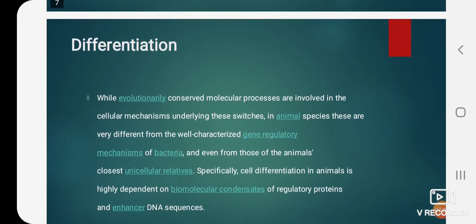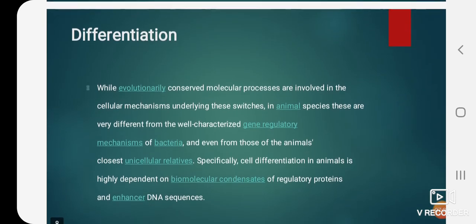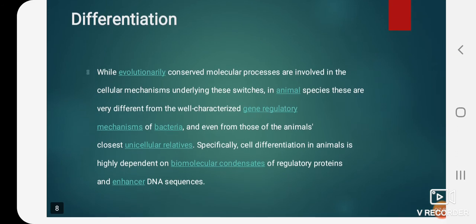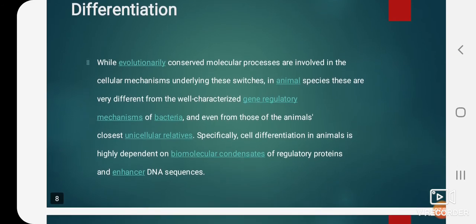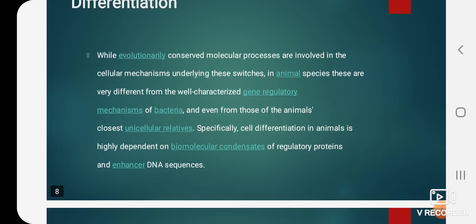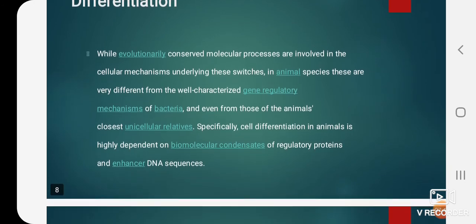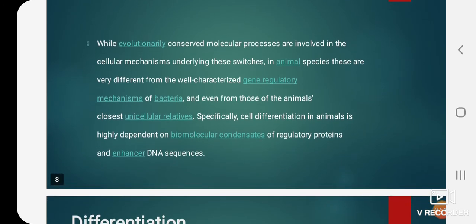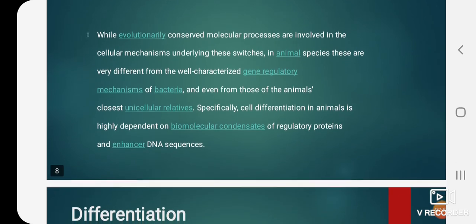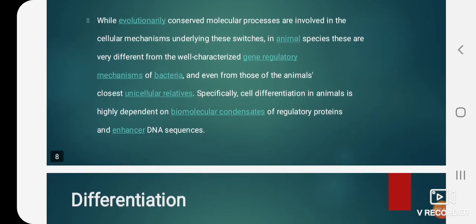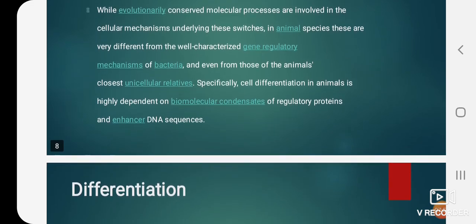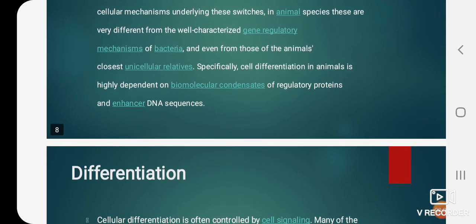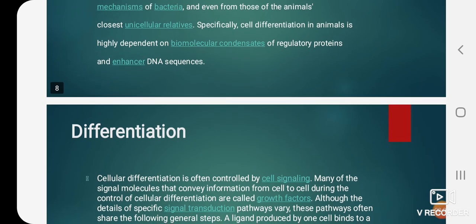So, students, while evolutionarily conserved molecular processes are involved in the cellular mechanisms underlying these switches, in animal species these are very different from the well characterized gene regulatory mechanisms of bacteria and even from those of the animals' closest unicellular relatives. Specifically, cell differentiation in animals is highly dependent on biomolecular condensates of regulatory proteins and enhancer DNA sequences.